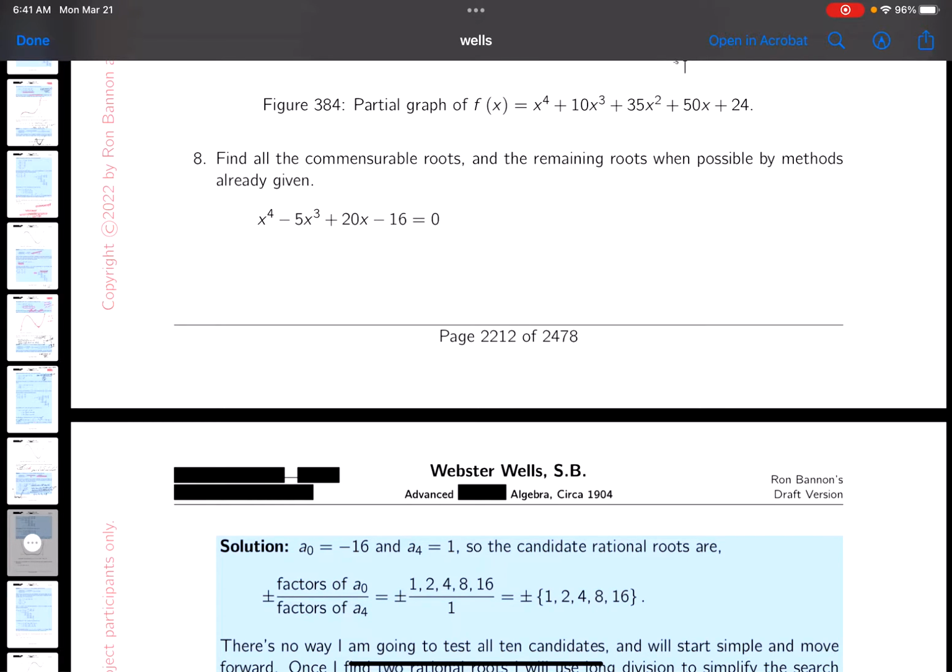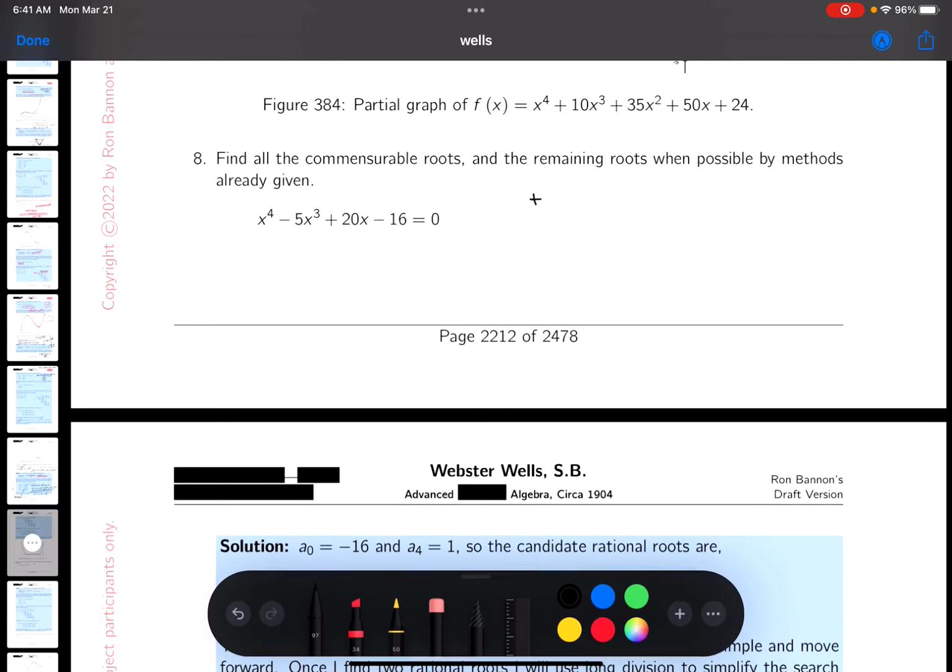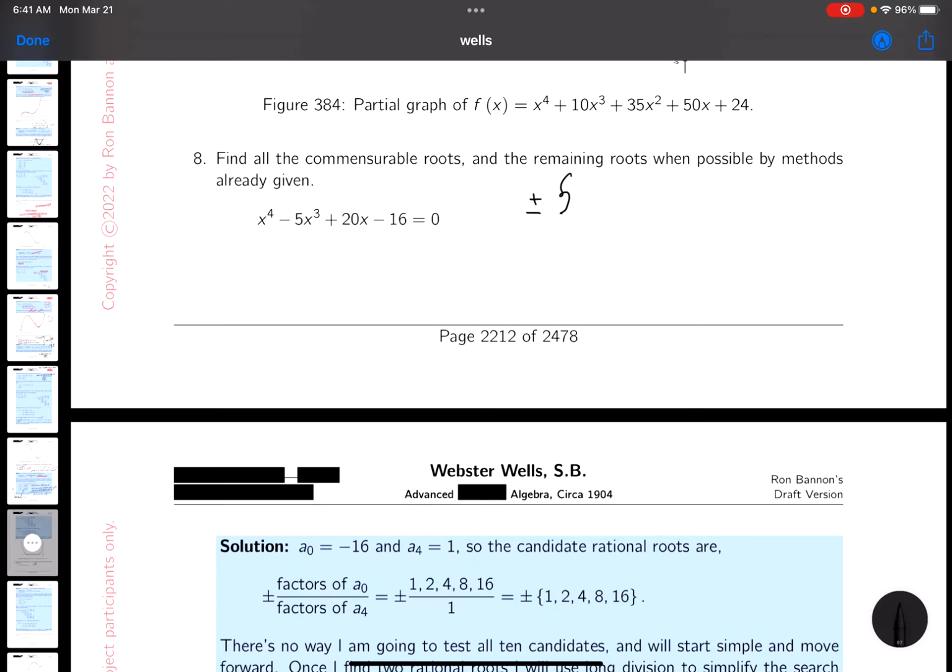Okay, list the potential rational roots. So it's going to be plus or minus. Looks like a relatively simple problem. And what do you get there? The possible rational roots would be the factors of 16 divided by 1. So you get 1, 2, 4, 8, and 16.